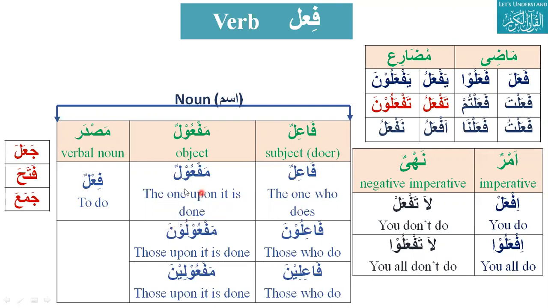If you are working, the work you are doing, that work is called the task which is being done, that is maf'ul. Fa'il, actually it is written as fa'ilun, we can say it fa'il, there is tanween.